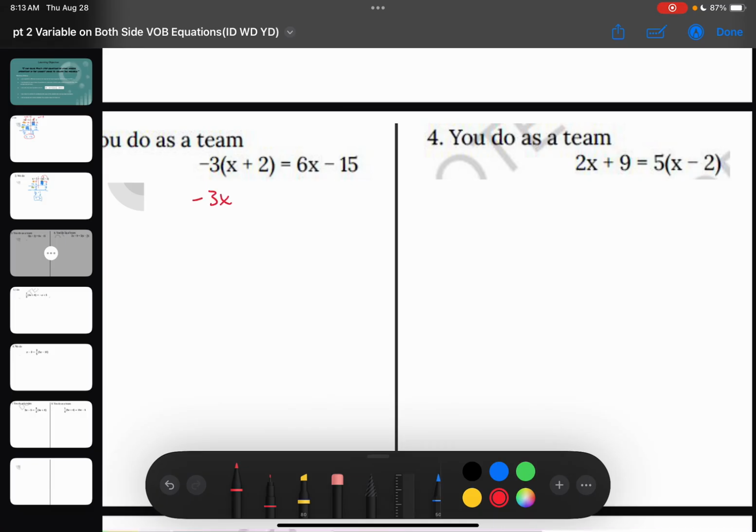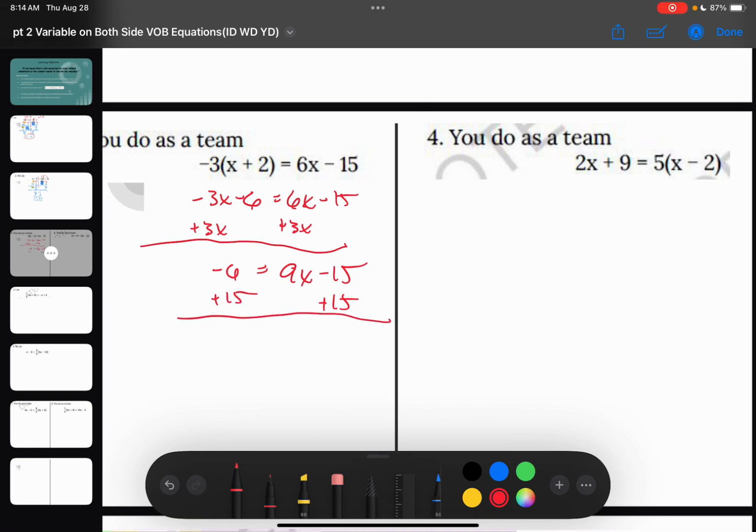All right, negative 3x minus 6 equals 6x minus 15. I'm going to add 3x. Now, again, this wouldn't have to be the first step, but to me it makes more sense. Important to know your work here could look different. Could look different from me, could look different from your table mates. But again, getting the answer should be the goal here.